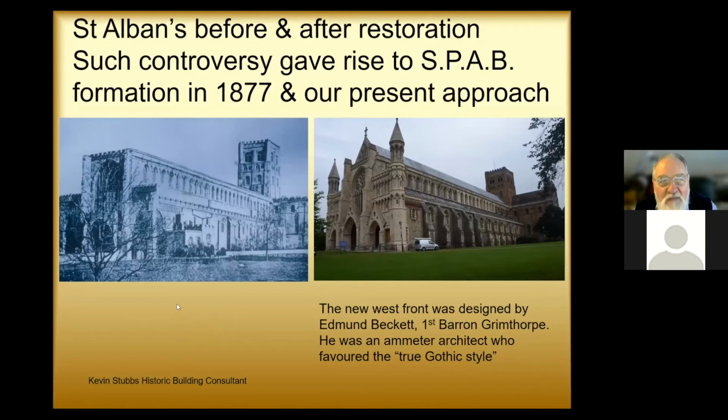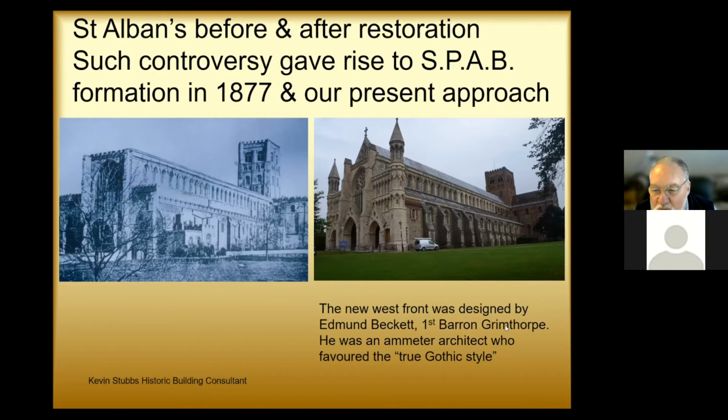So here we've got a good example. This is St Albans Cathedral, before and after it was got at by this chap Edmund Becket, the first Baron Grimthorpe. He was an amateur architect and put most of the money in for the restoration of St Albans Cathedral. Prior to him, they had Giles Scott as their architect, and he and his son had a fairly lighter touch, although they were still very much wedded to the Gothic design.